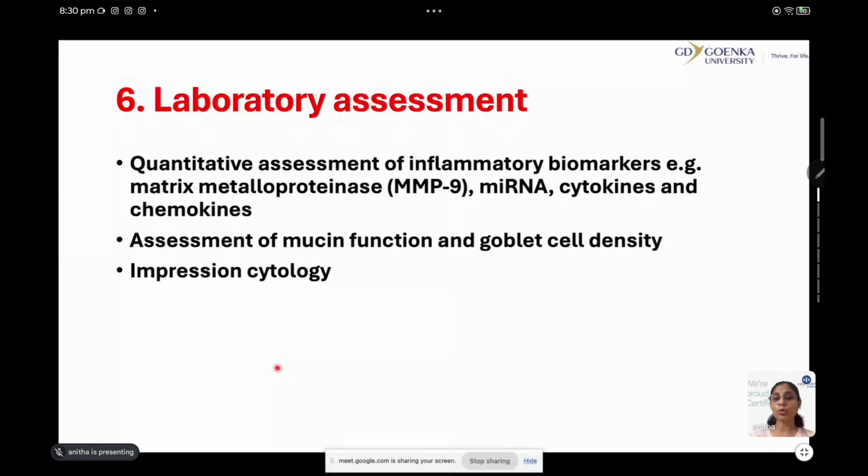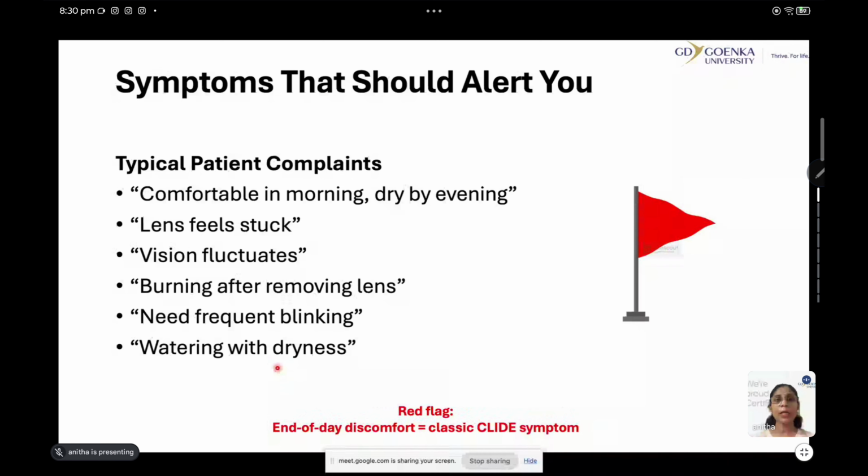And assessment of mucin function and goblet cell density, again you can do. Lissamine green again is a good dye which you can use; when the conjunctiva stains exhaustively, that is an indication of disruption in the mucin function. And impression cytology can also be done to assess. But again, all these are for research purposes and lab settings. In regular clinical practice, we definitely do not do all of these, right?